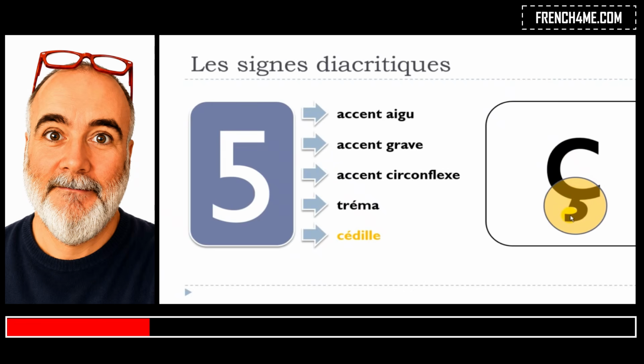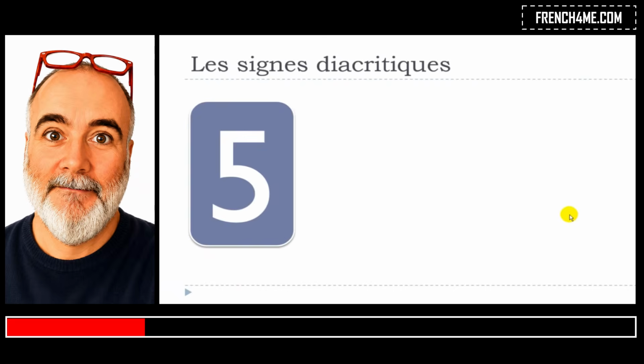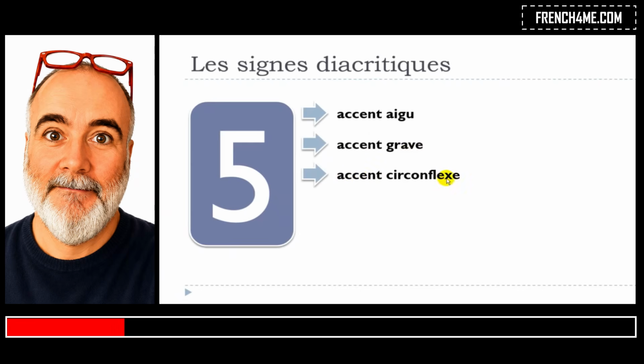So remember, l'accent aigu, l'accent grave, l'accent circonflexe, le tréma, la cédille. And the idea, of course, in this video, is only to present these 5 signs.